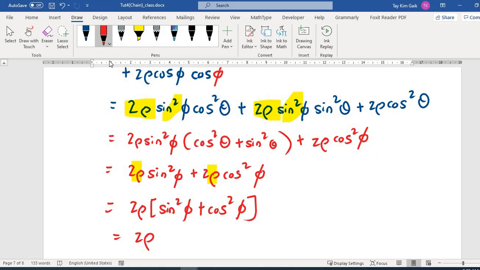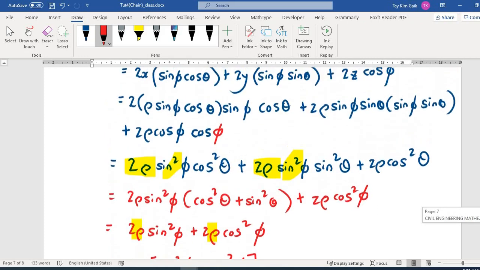So here, cos squared theta plus sin squared theta gives 1. Again, sin squared phi plus cos squared phi is 1. That's why the answer for del W del rho is 2 rho. Okay, any questions here?